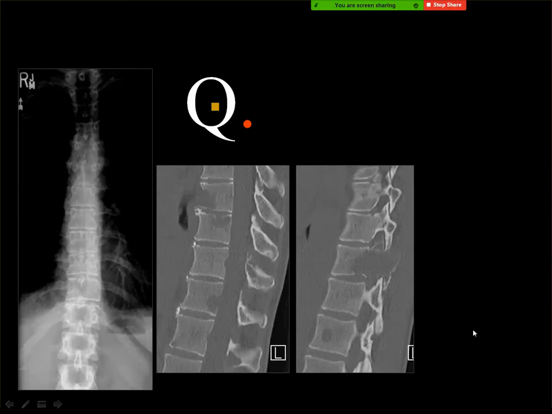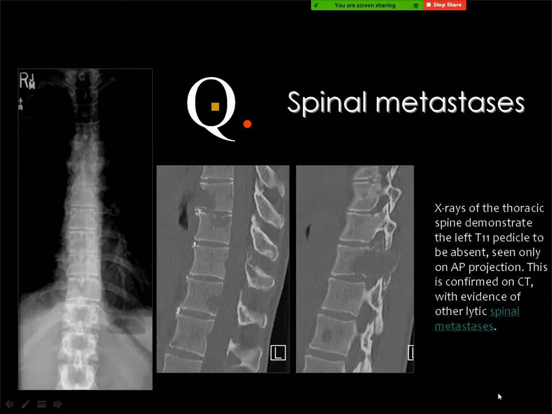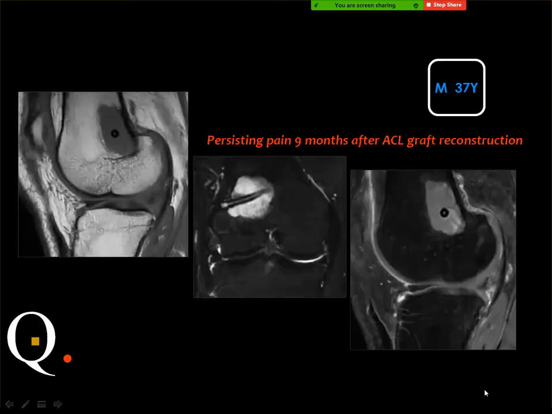Metastasis. Yes, and this is an easy case where you have an osteolytic lesion and another one, and another one, and you may see here the absent pedicle sign, and these are diagnostic of metastatic deposits.